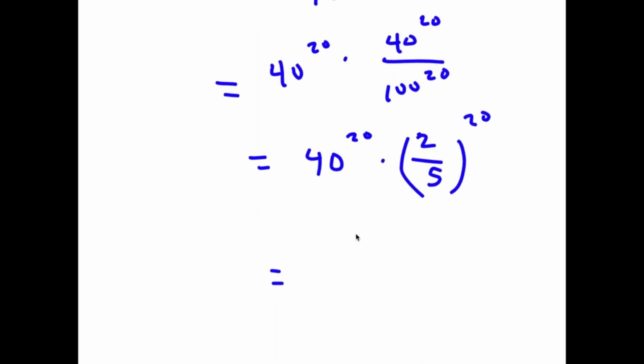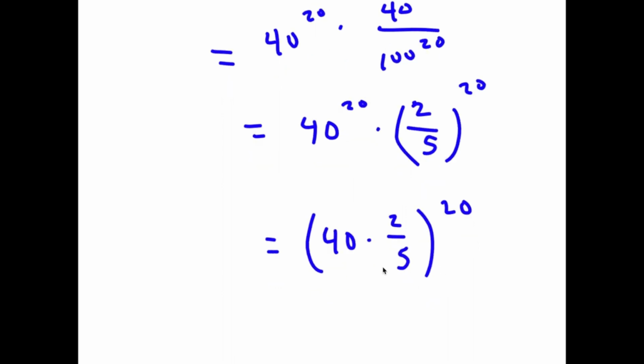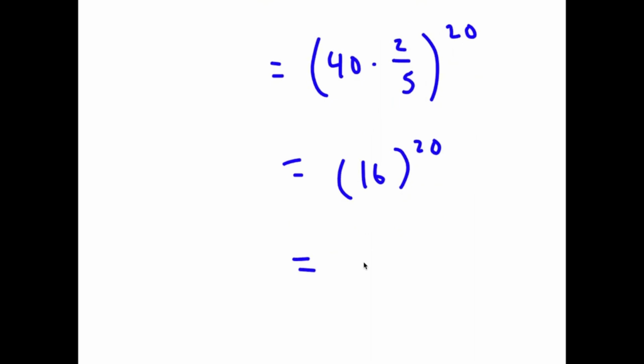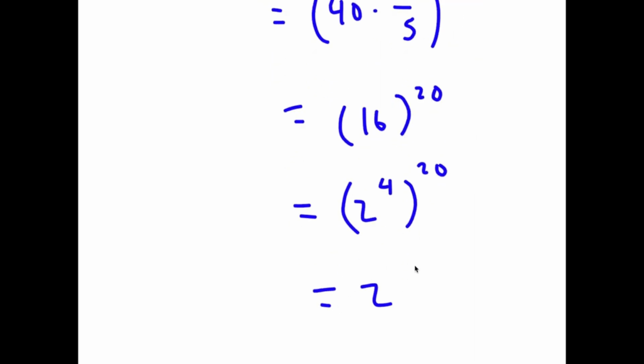And this is equal to 40 times 2 over 5 to the power of 20. 40 times 2 over 5, well, 40 times 2, that's 80, and 80 divided by 5 is 16, so I have 16 to the power of 20, which is equal to 2 to the power of 4 to the power of 20, which is equal to 2 to the power of 80. So that is my second method.